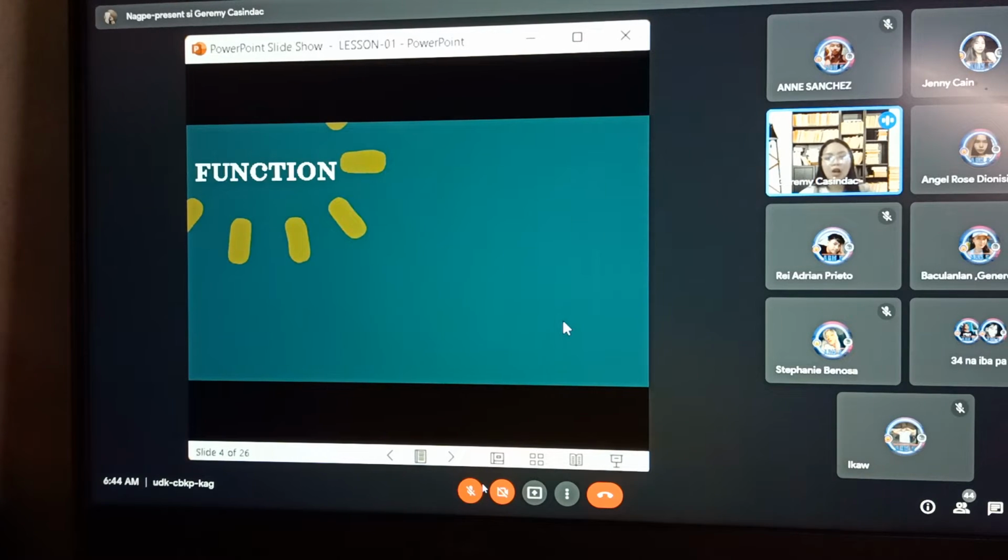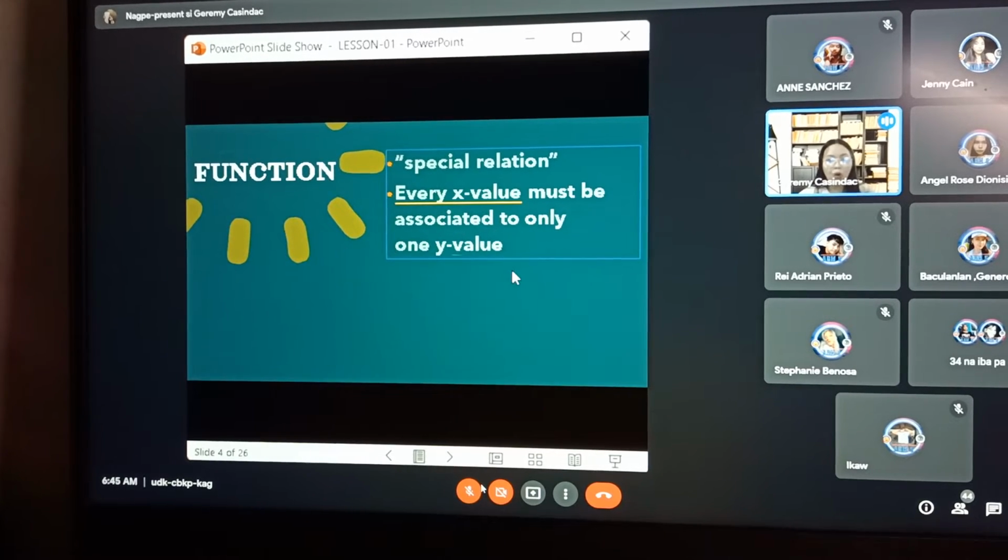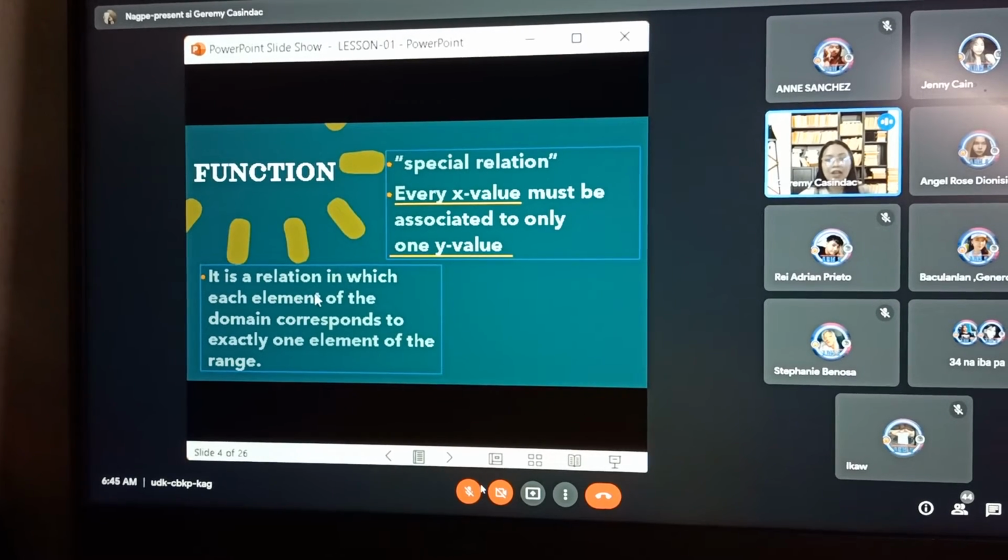Okay, so next we are going to discuss a function. So what do you mean by a function? Sabi, function, it is a special relation. And in a function, every x value must be associated to only one y value. So therefore, a function is a relation in which each element of the domain corresponds to exactly one element of the range.